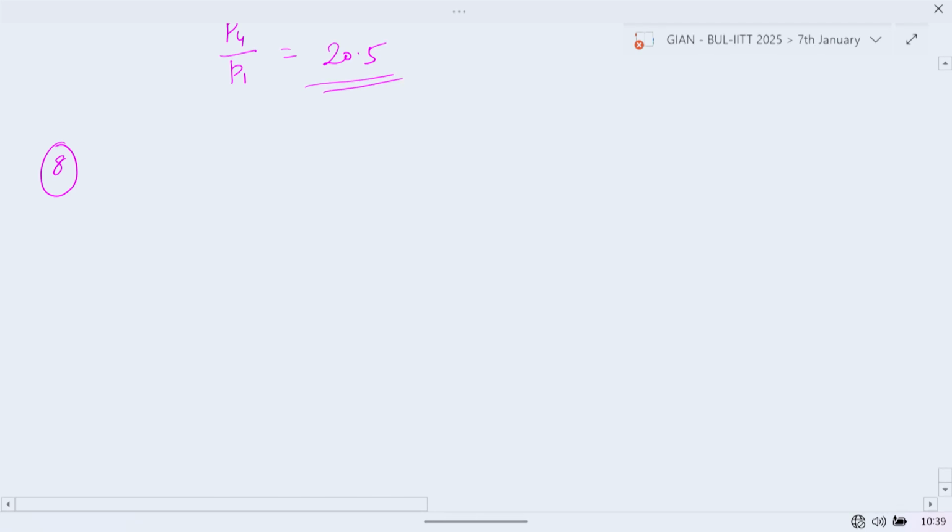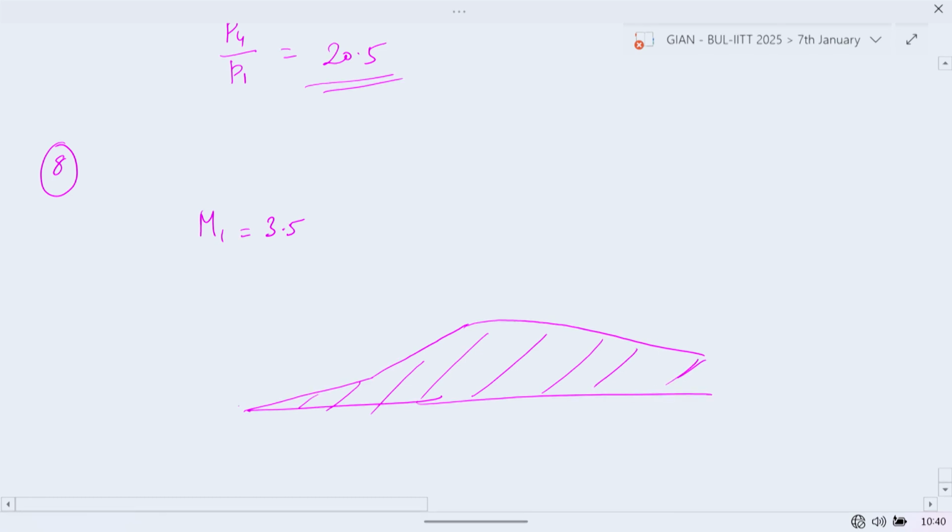A two-dimensional wedge-type diffuser was designed to operate in supersonic flight at Mach M1 equal to 3.5. The inlet was designed to house two external compression oblique shocks. So here is oblique shock 1. Here is oblique shock 2.